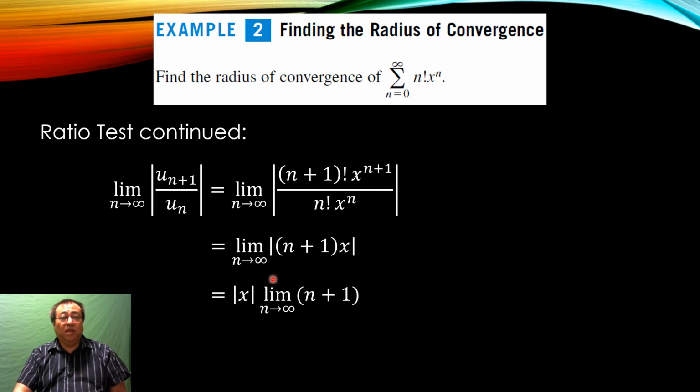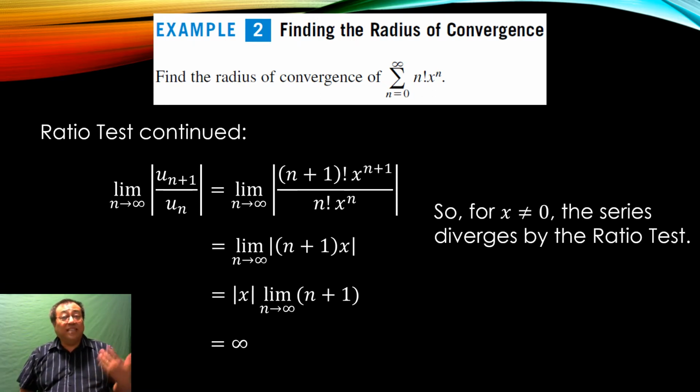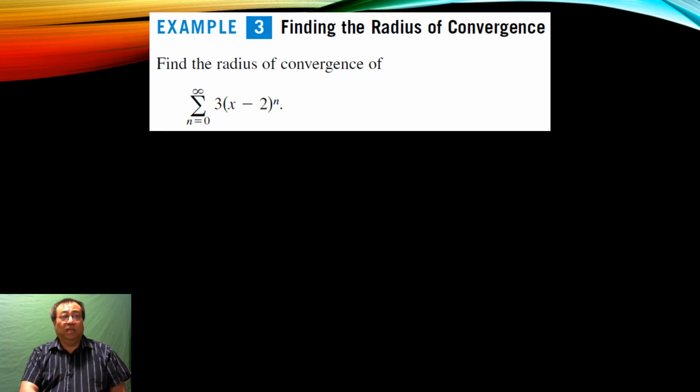It's not changing. So as n goes to infinity, what happens to n plus 1? Well, that goes to infinity. And if x is a fixed number other than 0, then it's infinity. So the limit is infinity, and x had no bearing on it. Since the limit is infinity, this thing diverges. So for x not equal to 0, the series diverges by the ratio test. This one had a radius of convergence of 0, and I neglected to put that on the PowerPoint. So for the previous example, the radius of convergence was 0.